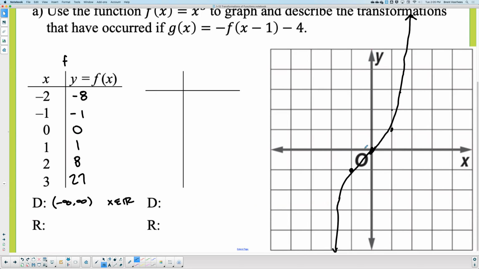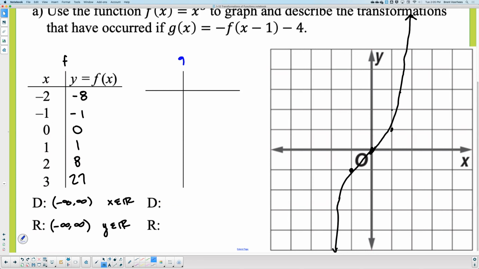Now, what about the range? How low, how high? Negative infinity to positive infinity. It's also all reals. Okay, so now we're going to go into g, and we're going to do its transformation.